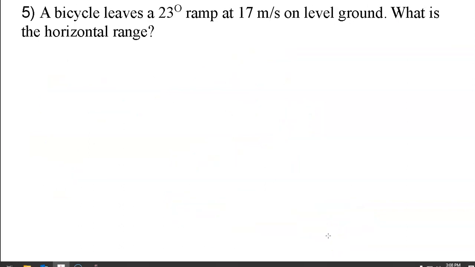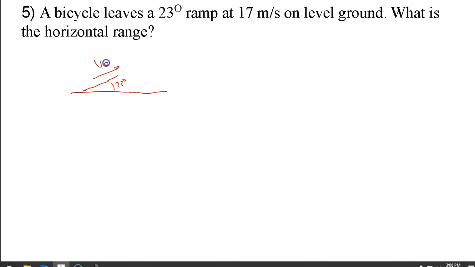All right, here's a bicycle. It's leaving a ramp, a 23-degree ramp. Let's draw a picture. Here's the level ground. Here's the ramp, 23 degrees in there. My brother's a bike jumper. He was, until he broke too many bones, and then he said, I'll give that up.